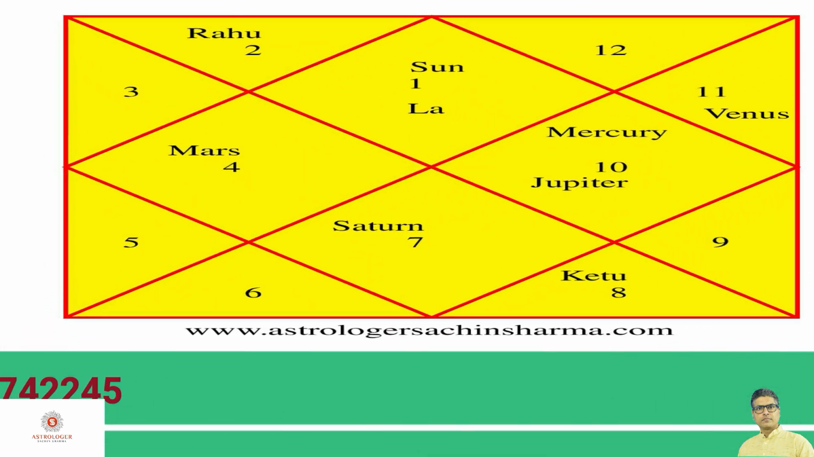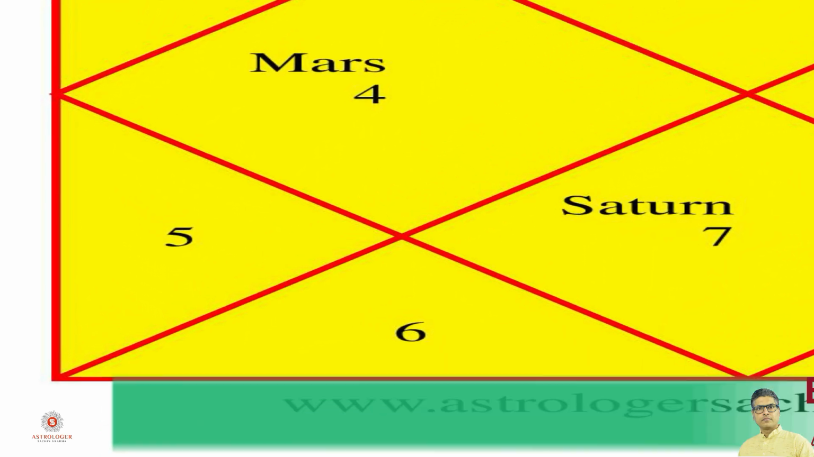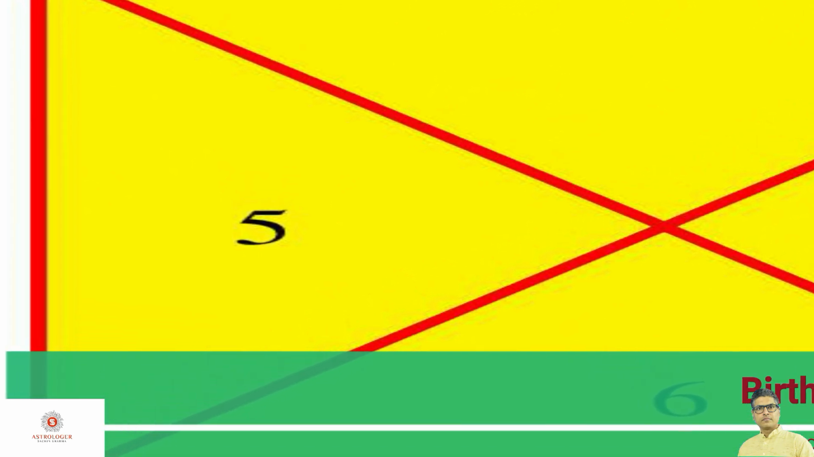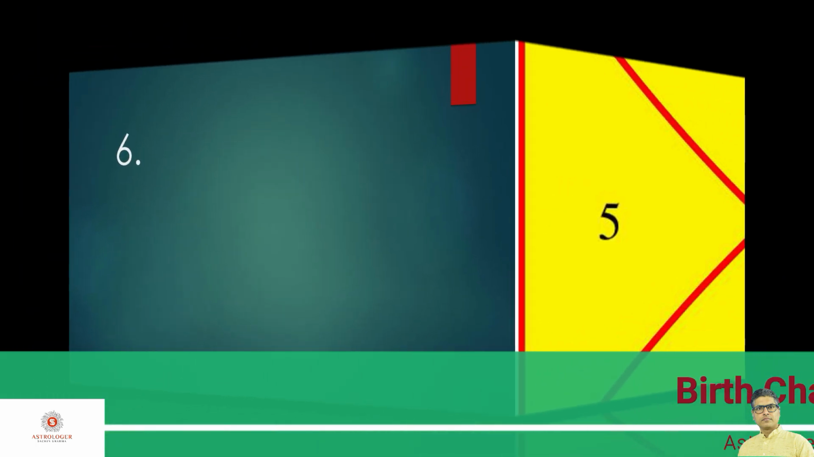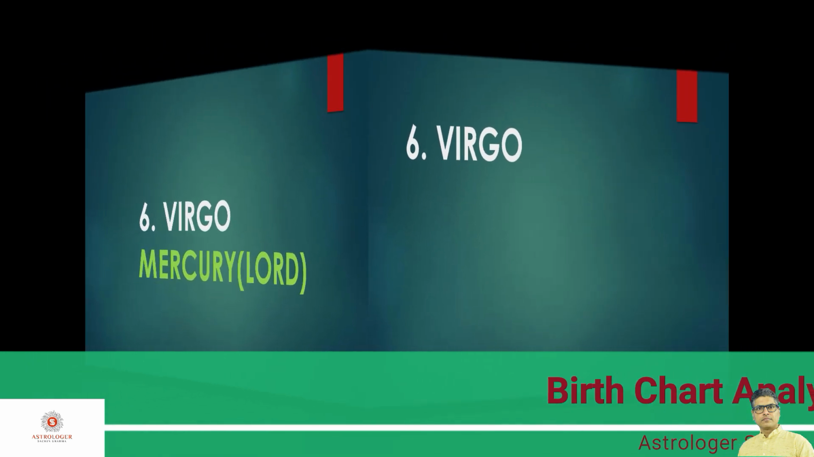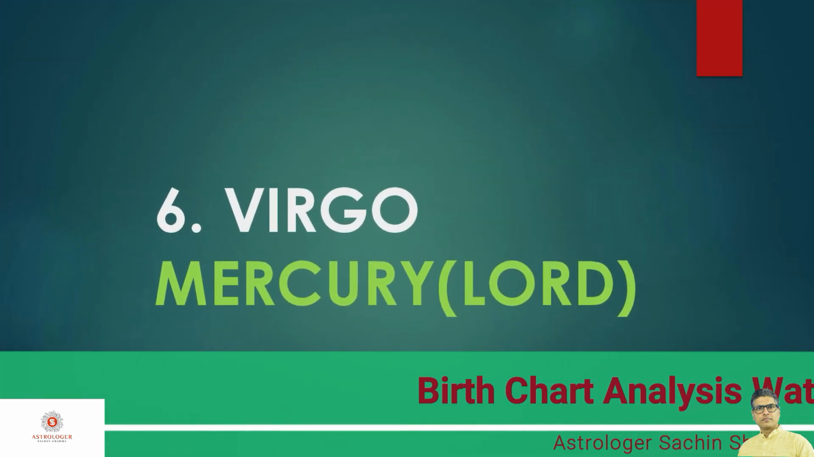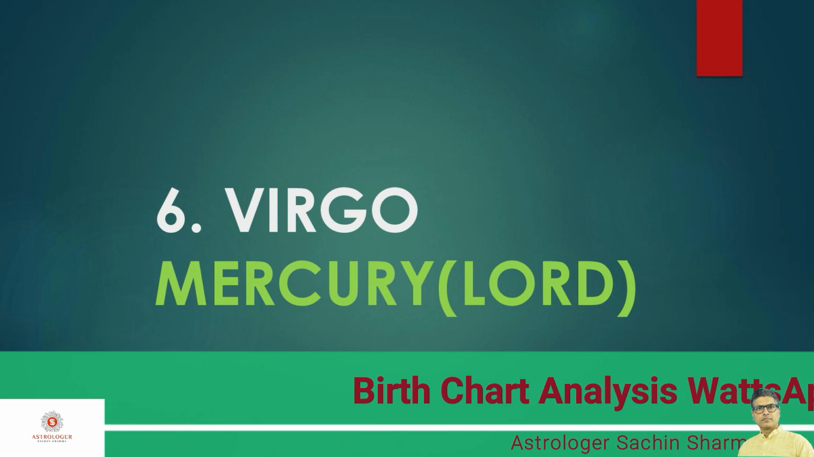Number 5 is written in the 5th house of this birth chart and hence we can say that Lord of 5th house is Sun here. If number 6 is written in any house, that means it belongs to Virgo and Lord of that house is Mercury, as Virgo belongs to Mercury.